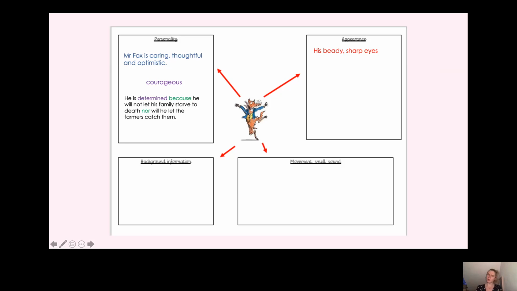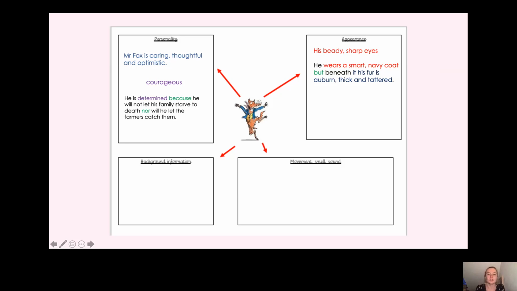Okay, and also I would quite like to say that Mr. Fox wears a jacket, doesn't he? He wears a coat. And could I use an expanded noun phrase to describe his coat again? Well, yes, I could, couldn't I? So I think I am going to say he wears a smart navy coat.